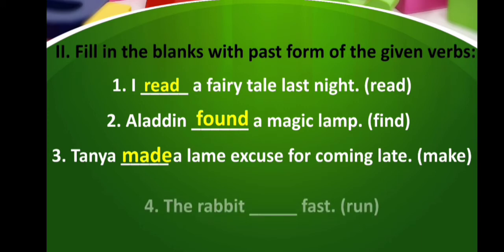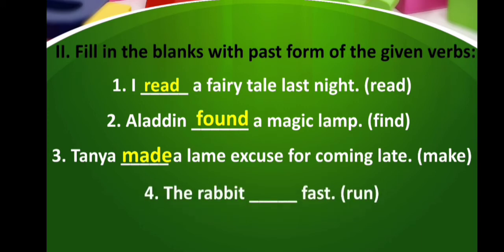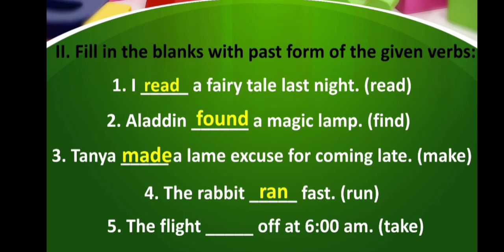The next one is the rabbit dash fast, and the given verb is run, and the past form of the verb is ran. So the final answer is the rabbit ran fast. The next sentence is the flight dash off at 6 a.m. and the given verb is take, and we have to change the verb to the past form of the verb, and the past form of the verb take will be took. And the final statement is the flight took off at 6 a.m.